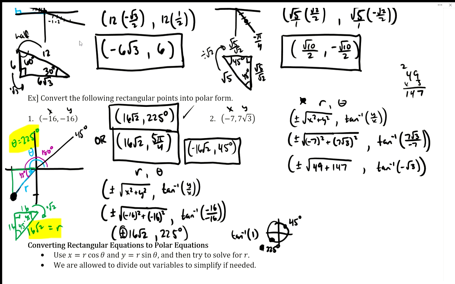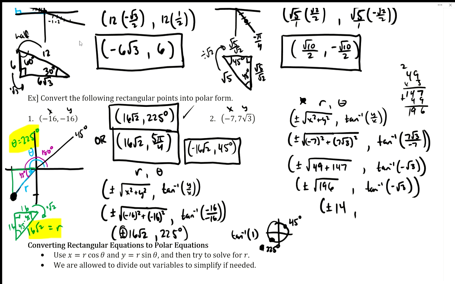Okay, and then now still simplifying, I have plus or minus the square root, 49 plus 147. Okay, let's do that right there. So 9 plus 7 is 16. So we get 196. And then still tangent inverse of the negative square root of 3. All right, well, square root of 196 is a nice number. It is 14. So we have plus or minus 14.